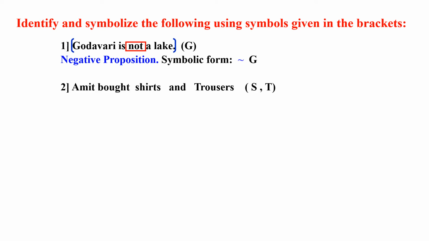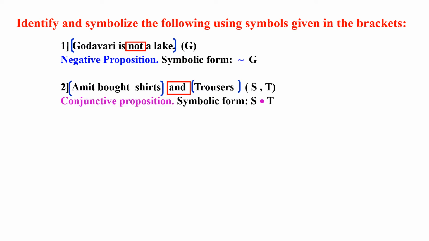Second, Amit bought shirts and trousers. So S for Amit bought shirts and T for Amit bought trousers. The connective here is and. So Amit bought shirts is the first conjunct and the second is Amit bought trousers. So it is a conjunctive proposition. The symbolic form will be S dot T.